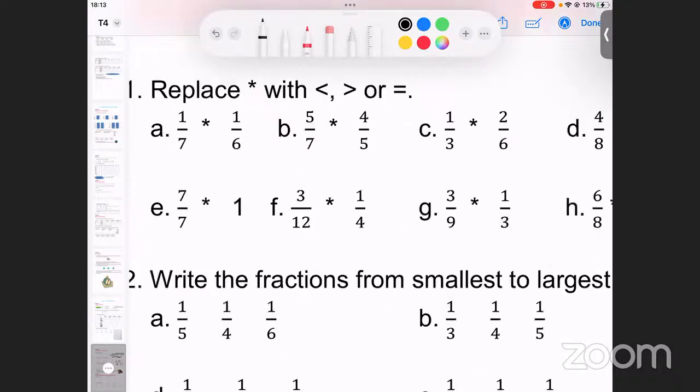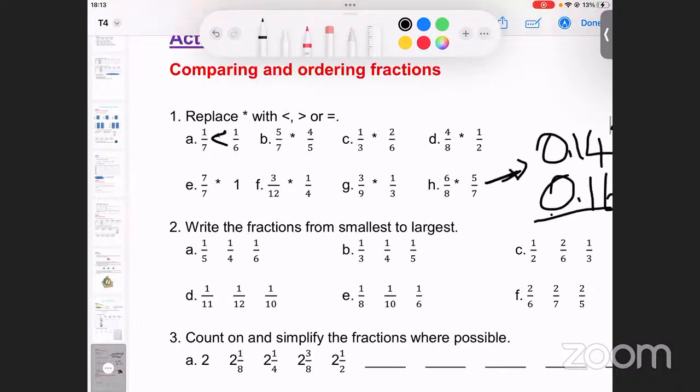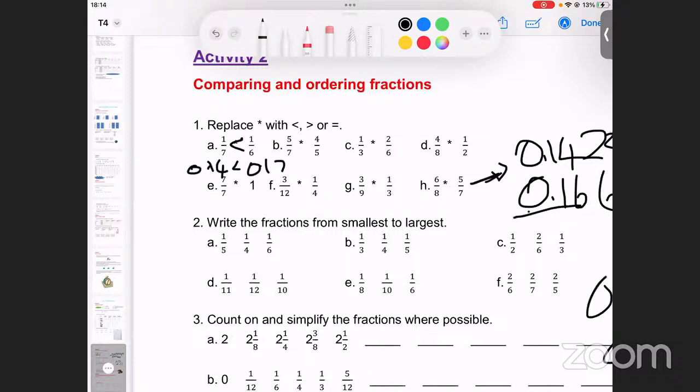Okay, correct. So now what you're gonna do, let's say, because we are replacing here, that means it's going to be less than, ne? Because this one is 0,14 and this one is 0,17. So it's less than that, all right? Perfect. Do we have any question?